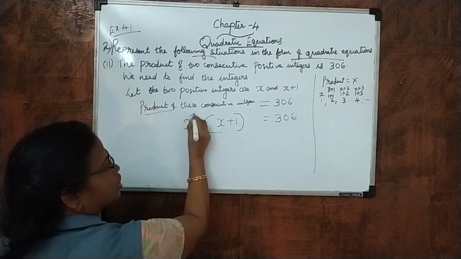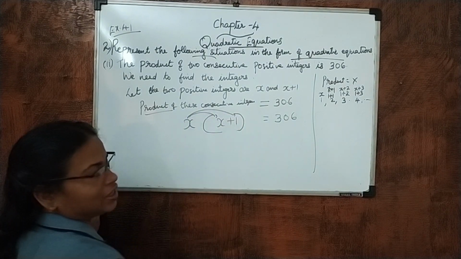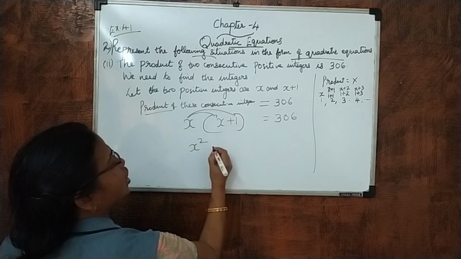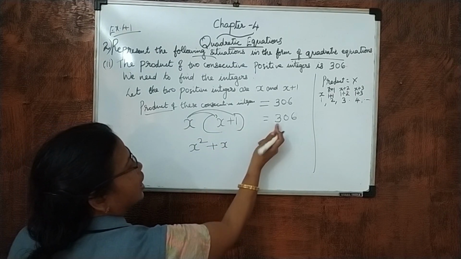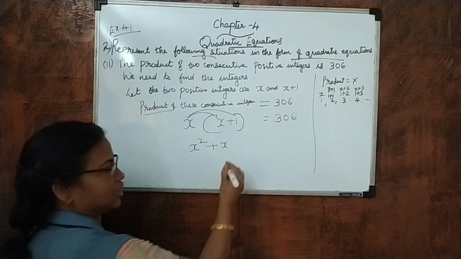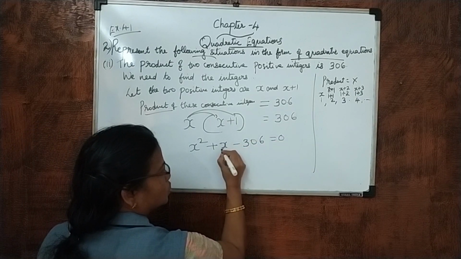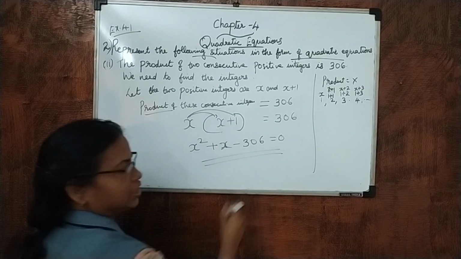How will you remove it? Take each term and multiply with x. x into x is x square. Then x into 1 is plus x. And then take this 306 to this side. It will be minus 306 equal to 0. So this is the quadratic equation.